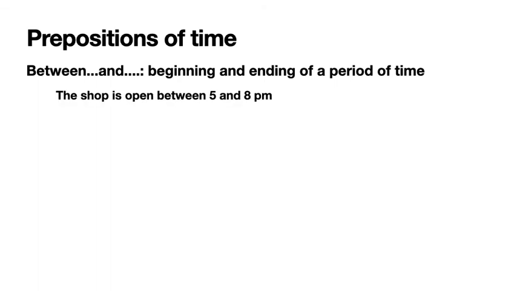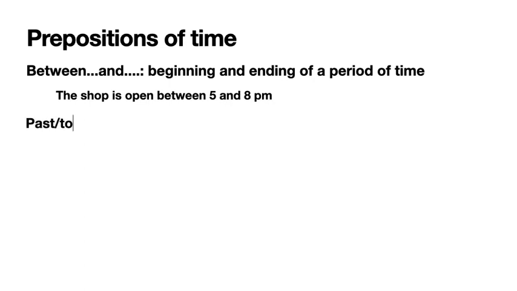Prepositions of time, then, we can use between and to refer also to the beginning and ending of a period of time. It can be used with hours, but not necessarily, right? From to is more specific hours, like it opens at 9 and it will close at 10, for example. Between 9 and 10, it's a more relaxed schedule, right? It's more an approximate time, rather than from to, that's more specific.